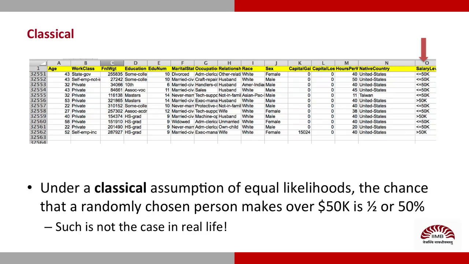Either the person makes over 50K or under that amount in salary. Classically speaking, our answer would become 1 in 2. The assumption we are making here is that it's just as likely for a person to make over 50K in salary as it is to make under 50K. That doesn't sound right at all.